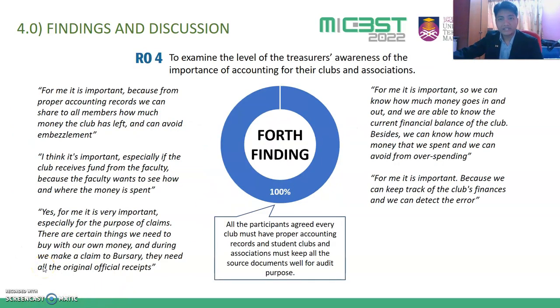The fourth finding is to determine the level of treasurers' awareness of the importance of accounting for their club and association. We found all the participants agreed every club must have proper accounting records and student clubs and associations must keep all the source documents well for audit purposes. It indicated that they realized the importance of doing proper accounting and keeping the source documents.